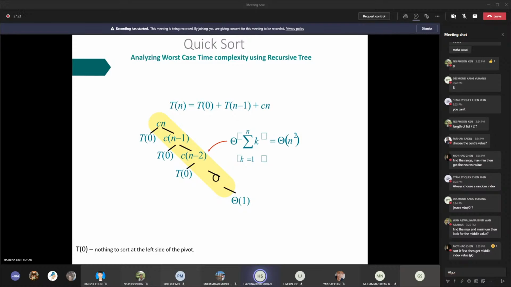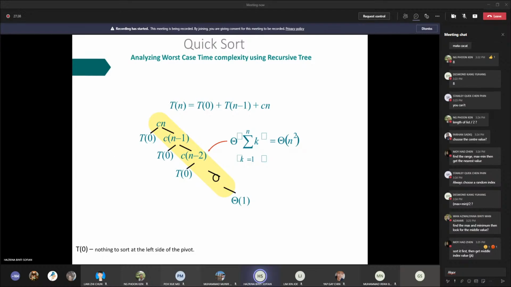So for the quick sort, this is the calculation for using a recursive tree. Over at the left is 0 because there's nothing to sort at the left side of the pivot. And then on the right is always n minus 1 instead of divided by 2.